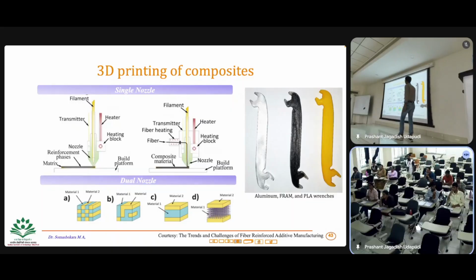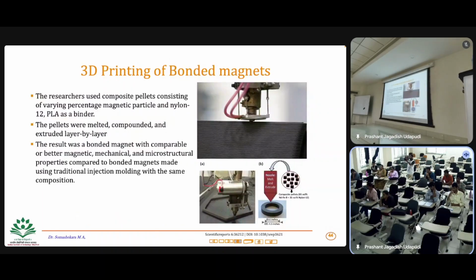And then here you can also see that you can prepare the filament with the composite fibers and make the composite structure. And you can have other possibilities, like printing material A and material B and so on, right? These are some of the components that researchers have explored printing using this technology.